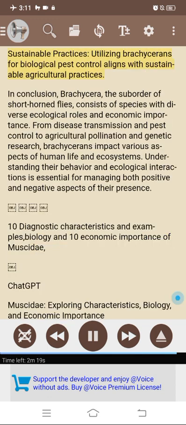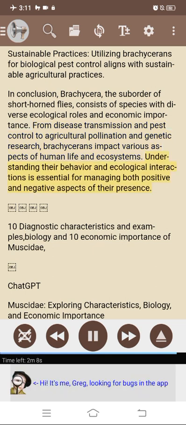Integrated pest management. Sustainable practices. Utilizing brachycerans for biological pest control aligns with sustainable agricultural practices. In conclusion, Brachycera is a suborder of shorthorn flies. It consists of species with diverse ecological roles and economic importance. From disease transmission and pest control to agricultural pollination and genetic research, brachycerans impact various aspects of human life and ecosystems. Understanding their behavior and ecological interactions is essential for managing both positive and negative aspects of their presence.